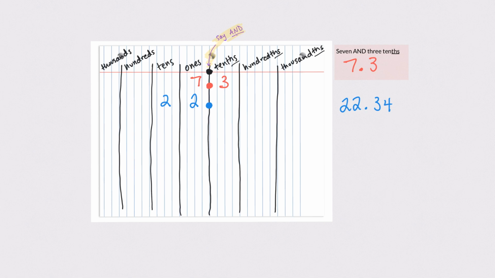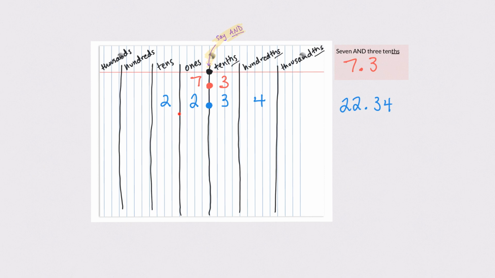Okay, and now I'm done with the left side, so now I'm going to look at the right side, and on the right side of the decimal I have 3 and then 4, so I'm going to fill those in. 3 and then 4. Okay, so now to read this correctly, what you do is you read everything on the left side of the decimal. So everything on the left side of the decimal, well, that's just 22.